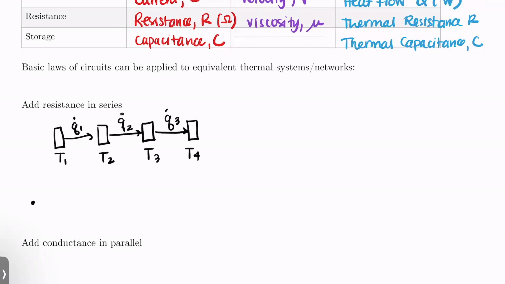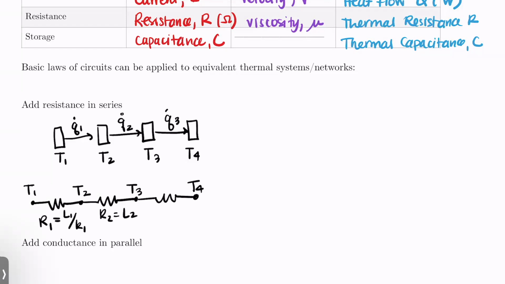If I were to draw this as an equivalent circuit, I would have something like this. So at each of these nodes, we have our temperatures, T1, 2, 3, and 4. And then we have resistance. So R1 is L1 over K1, R2 is L2 over K2, and then R3 is L3 over K3.